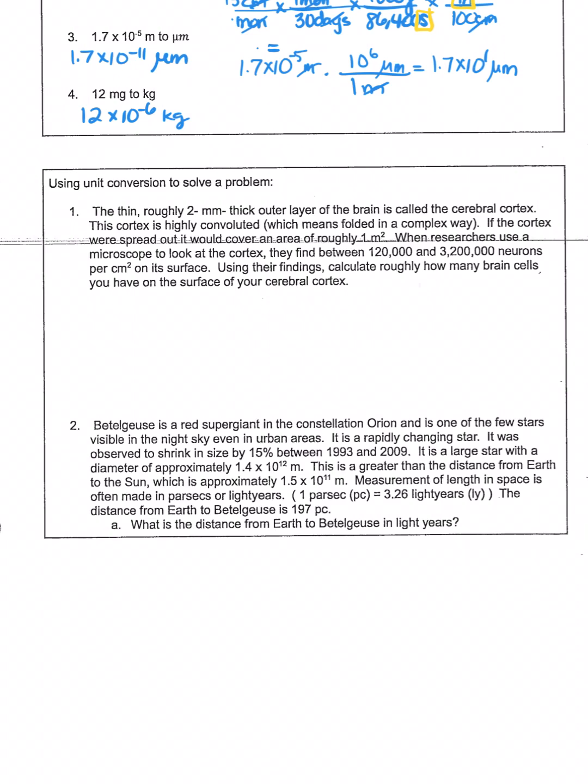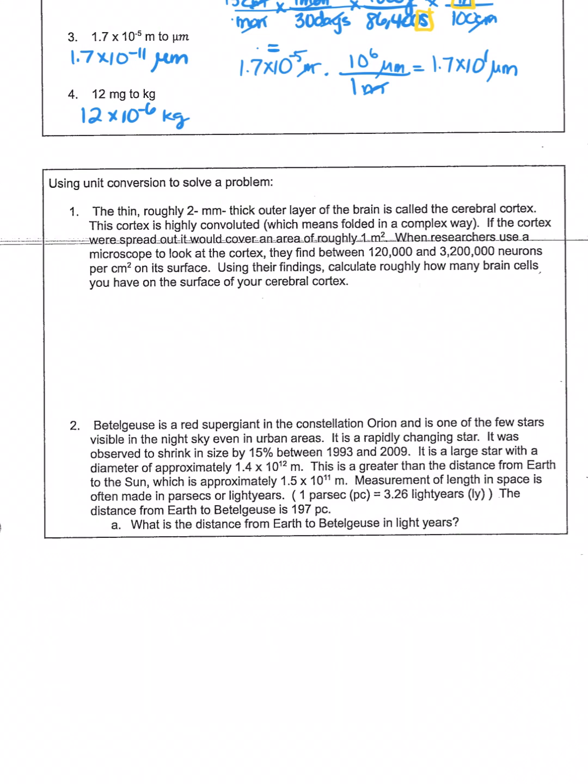So let's look at this one. It says we've got a 2 millimeter thick outer layer of the brain called the cerebral cortex. The cortex is spread out to cover roughly 1 meter squared. And then they said, okay, if you spread that out, you get an area of roughly 1 meter squared.